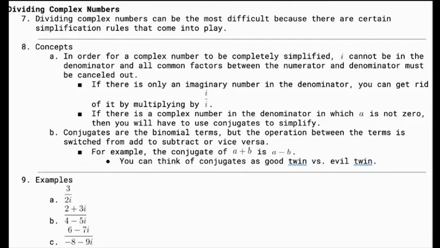So the way of getting rid of I, one way, is multiplying by I over I. Okay, that's one way. Another way is if you use conjugates. And I always think of conjugates as good twin, evil twin. What I mean by that is A plus B and A minus B, for all intents and purposes, they're the same except for the operation in the middle is different. So A plus B, A minus B, one's positive, one's negative, so that's good twin and evil twin.